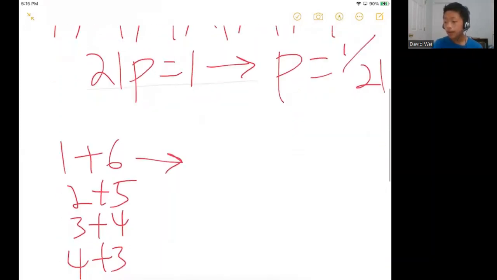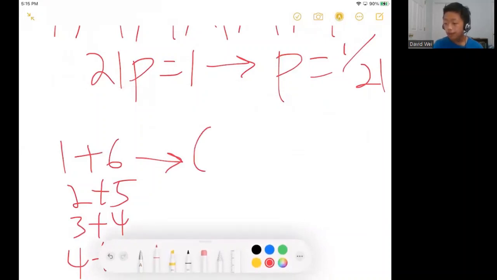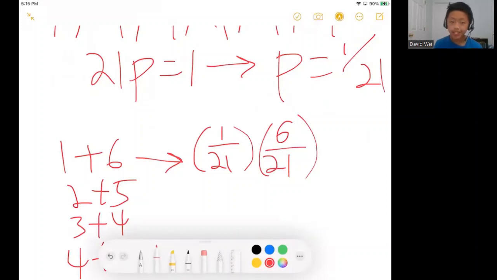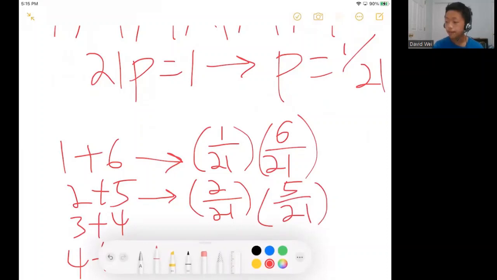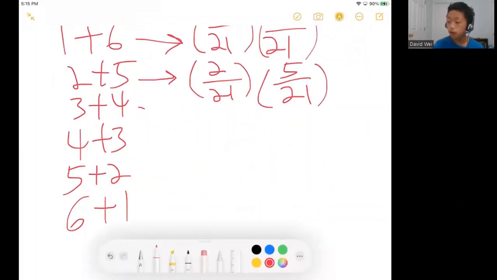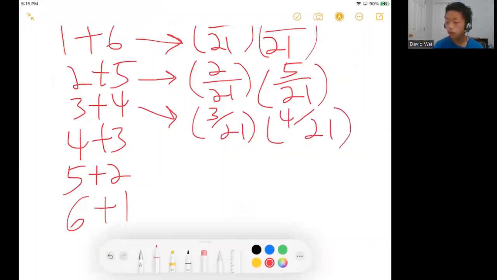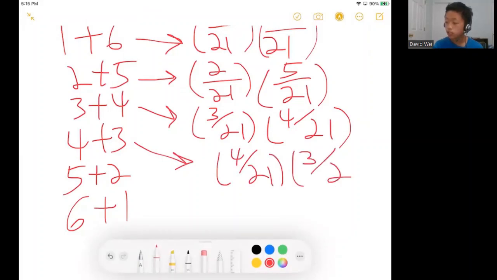For 1, you have 1 over 21. So there's a 1 over 21 chance that you roll a 1 on the peculiar die, and you have a 6 over 21 chance of rolling a 6. From 2 plus 5, you have a 2 over 21 chance of rolling a 2 and a 5 over 21 chance of rolling a 5. For 3 plus 4, you have a 3 over 21 chance of rolling a 3, a 4 over 21 chance of rolling a 4. For 4 plus 3, you get 4 over 21 chance of rolling a 4, 3 over 21 chance of rolling a 3.